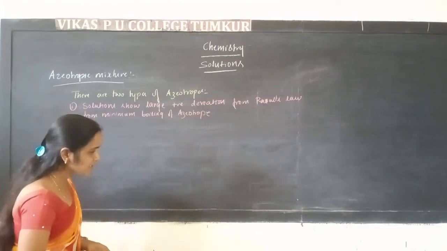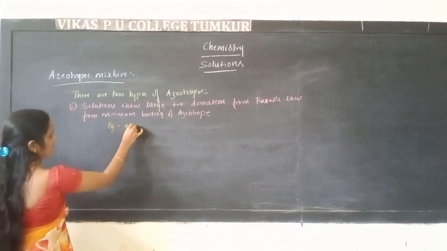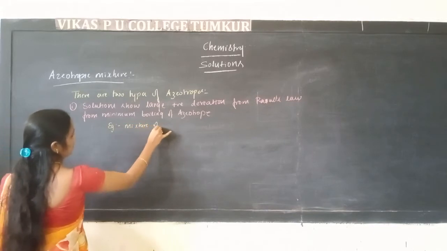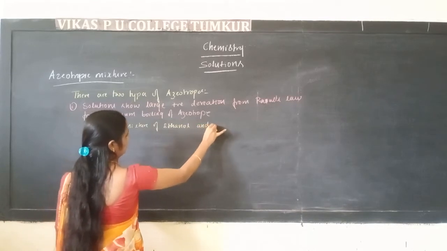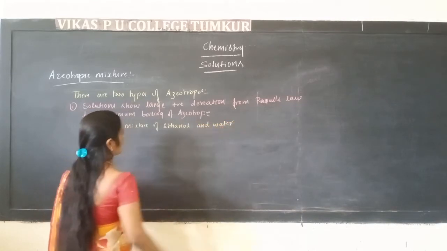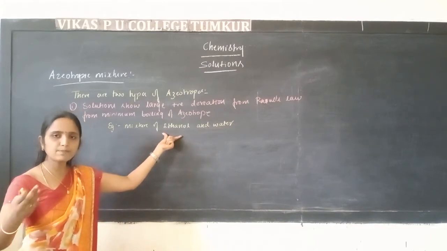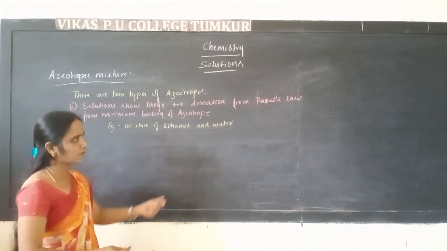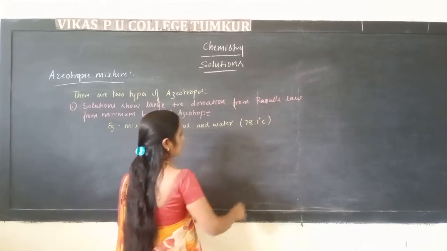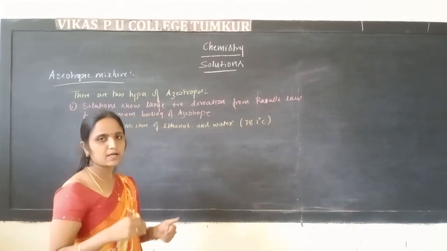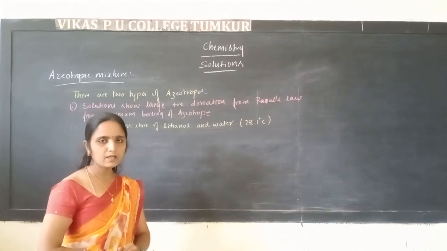An example for this is a mixture of ethanol and water. This shows a large positive deviation, a minimum boiling azeotrope, at nearly 78.1 degrees Celsius. At that boiling point, it shows the large positive deviation from Raoult's law.